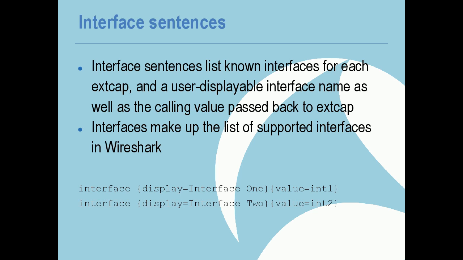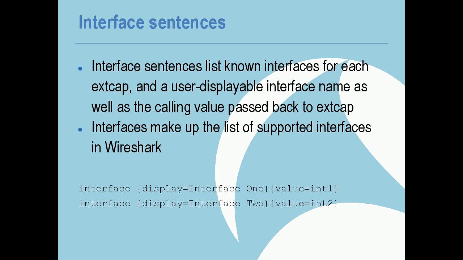You see interface declares the sentence, and then you've got a display name that Wireshark will display, called interface1, and a value that's sort of an equivalent to eth0 or wlan0, called int1 or int2. And we intend for those to be unique to each extcap. So the Ubertooth one would have Ubertooth0, Ubertooth1, and so on.